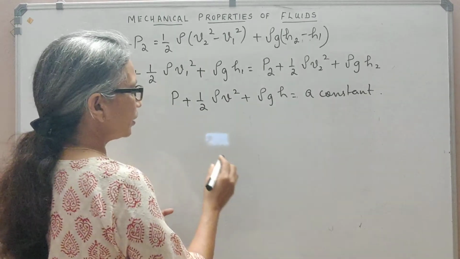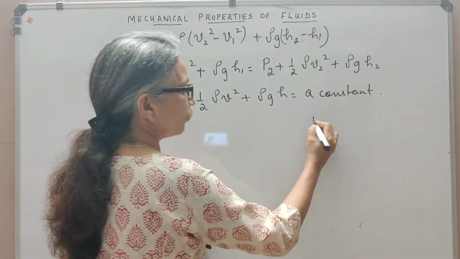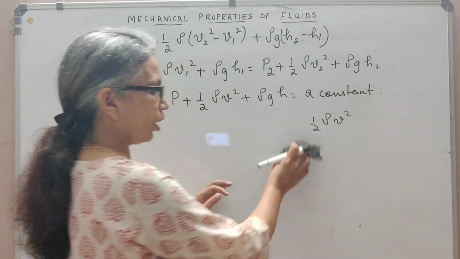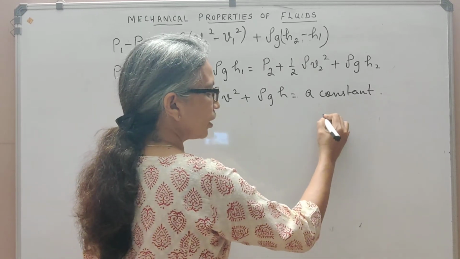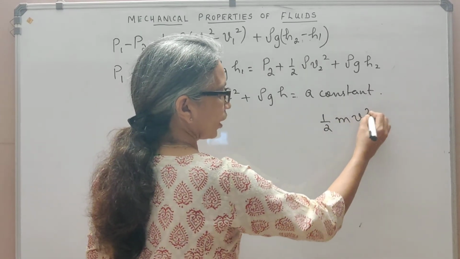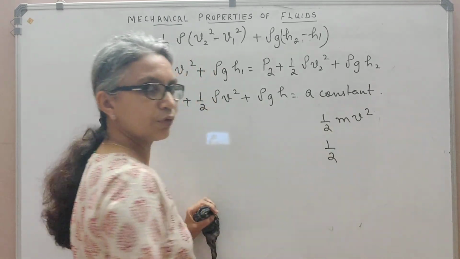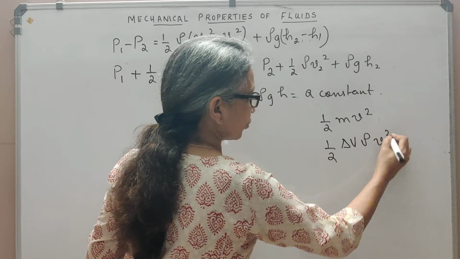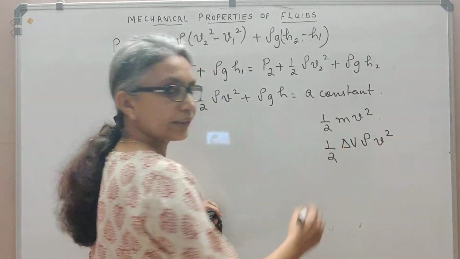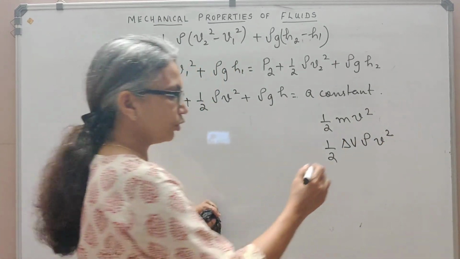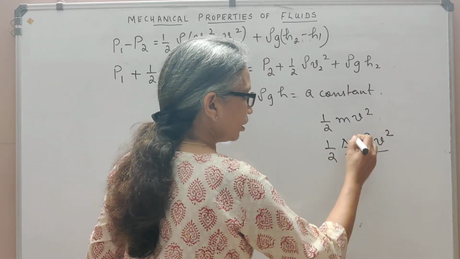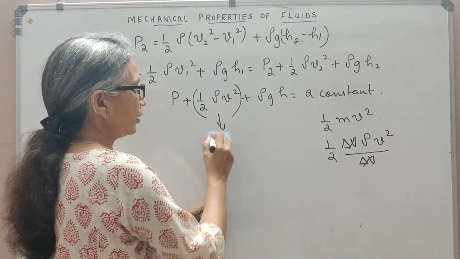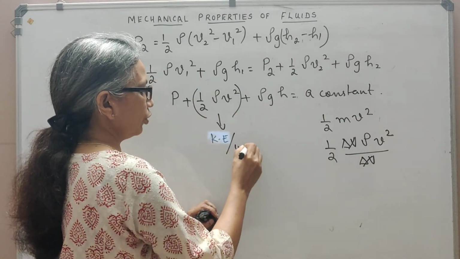Now in a statement, if you notice, this half rho V square should be the kinetic energy per unit volume. Let me show you how. Now kinetic energy we know is half mv square. This I may write as mass is volume into density. So delta V into rho into V square. Now this is kinetic energy. When I say per unit volume, I divide by delta V. So if this gets cancelled, you know now that this actually is kinetic energy per unit volume.